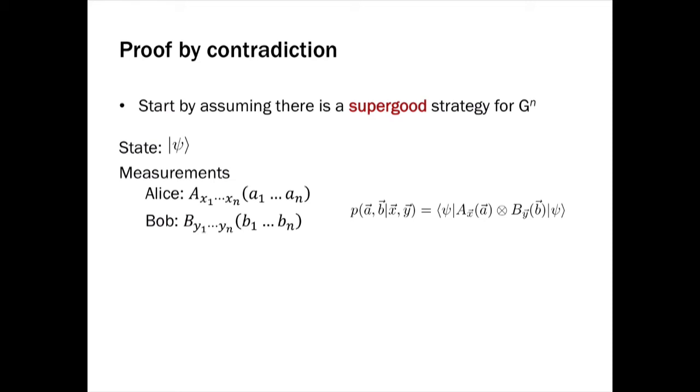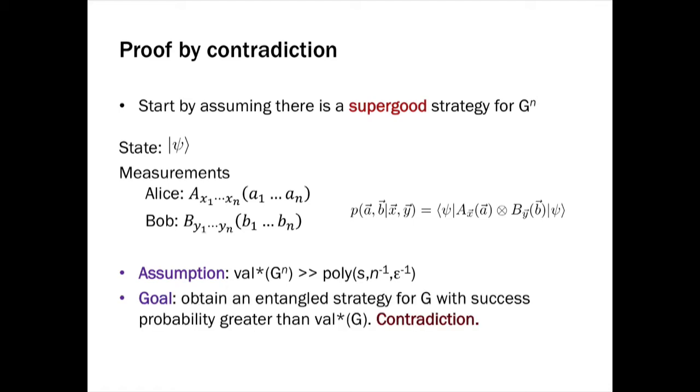And their strategy is that when they get a tuple of questions x1 through xn, Alice applies some POVM A on her part of the state, and Bob also applies some other POVM B that depends on the tuple of questions that he receives. And the distribution of answers that they produce is just governed by this formula. So this is just some strategy, and you assume it's super good. What that means is that under this strategy, the entangled value of this repeated game is much greater than this target bound we're trying to achieve, this inverse polynomial bound. Okay? So we just assume that. And the goal is to convert this into a strategy for the single copy of the game whose success probability is greater than the entangled value of this game, which would be a contradiction, right?